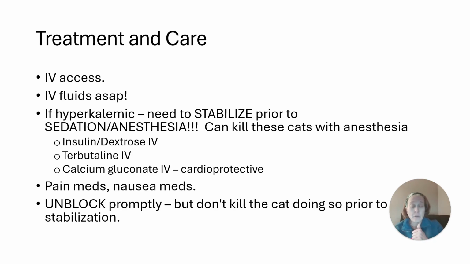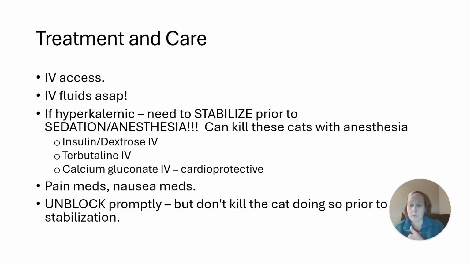All right, so what do we do? We put IV catheters in these guys. We start getting them fluids. We don't want to bolus them fluids if they're cold. We don't do that to cold cats. We will kill cold cats with that. But if their potassium level is high, it is really important that we stabilize these guys prior to sedation and anesthesia, because we can kill them with our sedation and anesthesia.